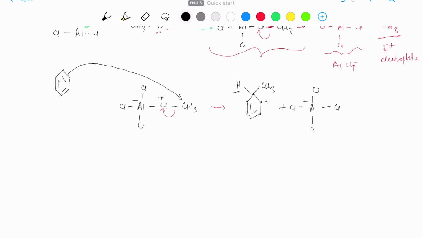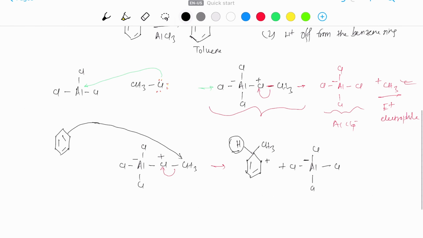Great. Now let's say we need a base somewhere, and that base can pull off this hydrogen atom. Then we can form our desired product, toluene. We have this aluminum tetrachloride already in the solution, and it already has a negative charge. Now it wants to get rid of that negative charge and reform the aluminum chloride that we used initially, right? Our Lewis catalyst.